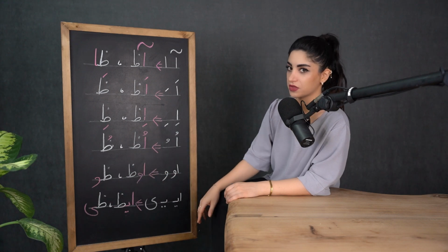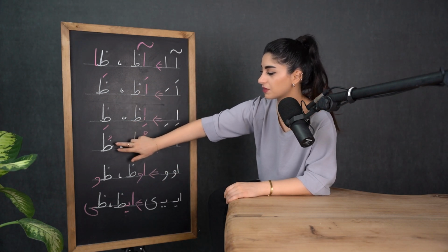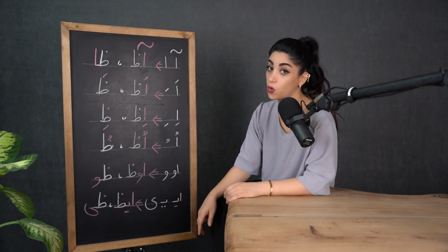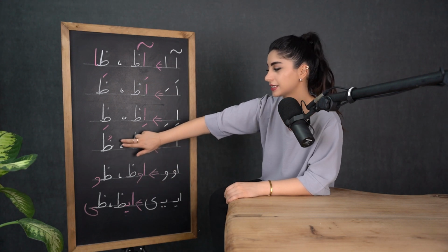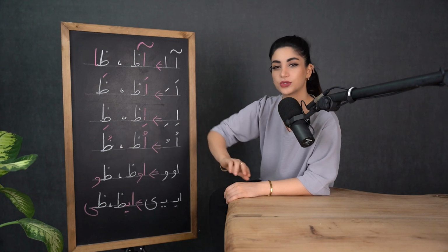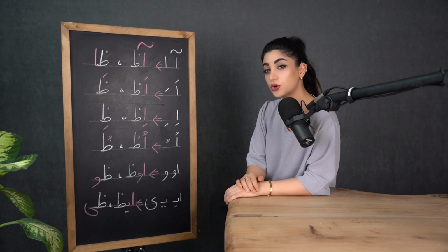This one right over there has this one up there. This one makes this one sound like O. So Z, O. Z, O. Together, Zo.